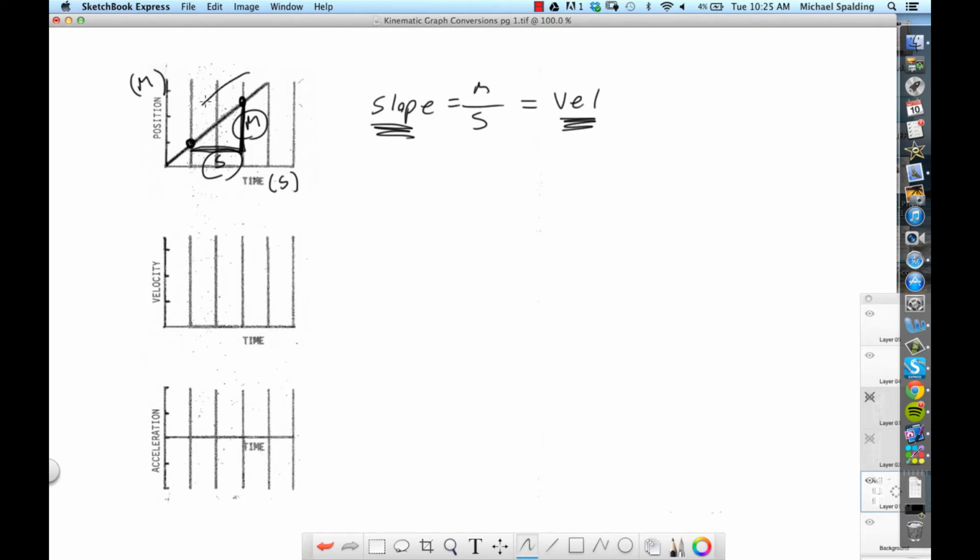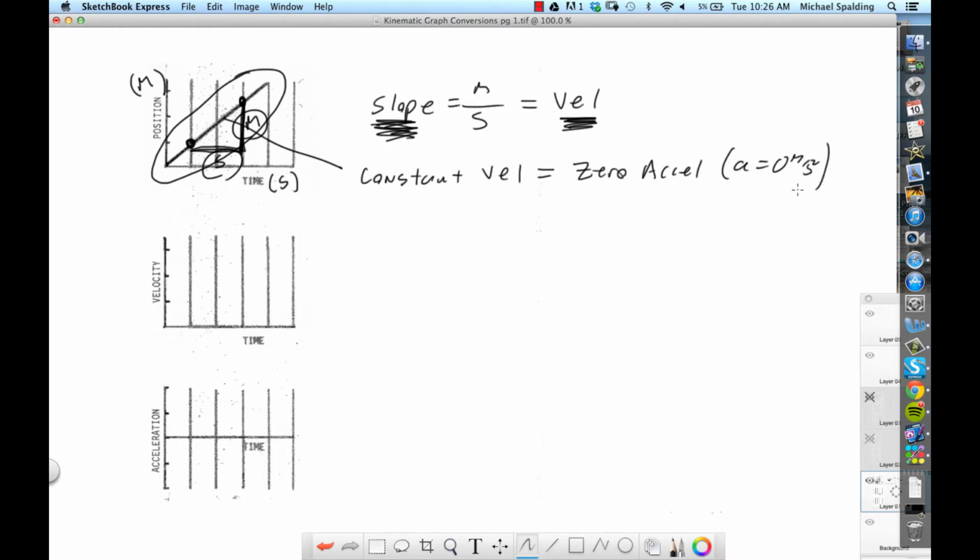Okay, so what do we notice about this first graph here? Does this line have a constant slope or a changing slope? A constant slope. So if the slope is constant, then the velocity is constant. So this graph represents constant velocity. Now, what's another name for constant velocity? This is super important. Another name for constant velocity is zero acceleration. A equals 0.